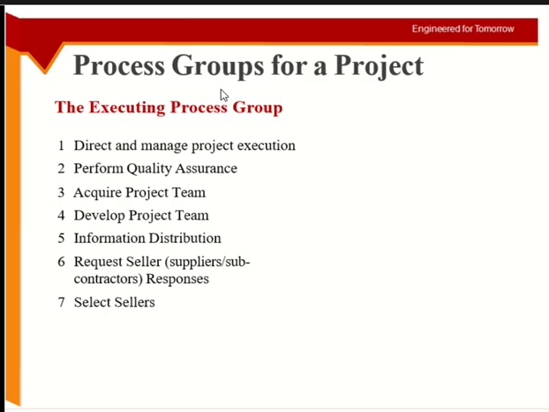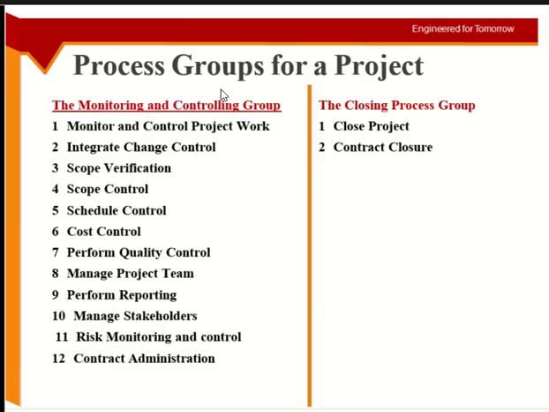Everybody should know what they are doing, what is their job, how much cost they have, how many resources they have, and so on and so forth. Requesting sellers, meaning subcontractors basically. I need material, I will hire a subcontractor for material, I need formwork and so on. Requesting sellers means you will ask for their quotations, and then you will select on the basis of the quotations. So this is all part of the execution stage, and then you have the monitoring, controlling, and the closing.